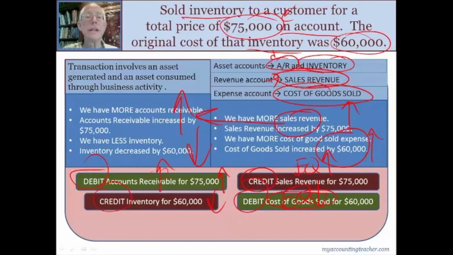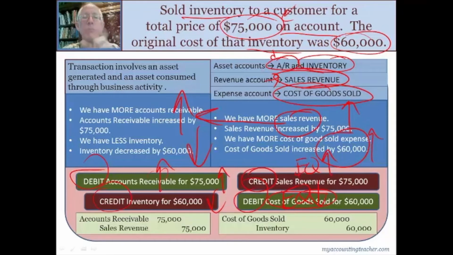Now, let's put this in a pair of journal entries. Please, when you sell a product like this, do it in 2 separate journal entries. One to record the revenue, the other to record the expense. If you do it like this, you'll never go wrong. The asset, accounts receivable, goes up. We show that with the debit, $75,000. Where did that asset come from? It was created through doing business. That's revenues. And revenues are always credits because they represent an increase in equity.